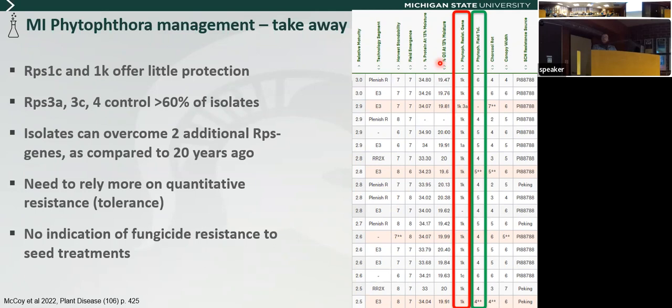Why are we still using these RPS 1K and 1C and making them available to farmers? Advertising. Why are we still advertising these as a resistance management option when we're fairly certain that they don't work anymore?